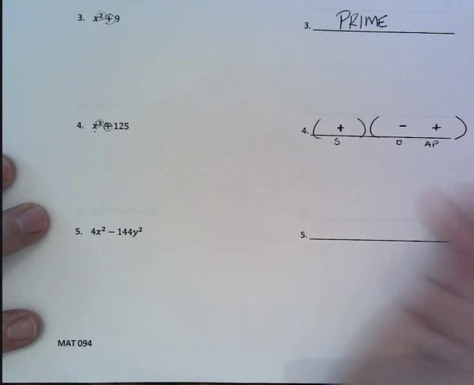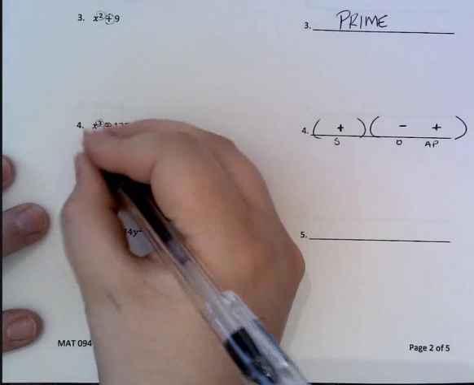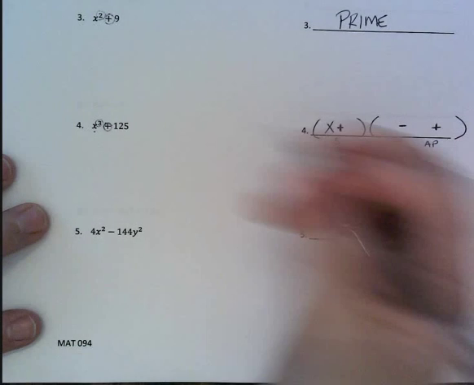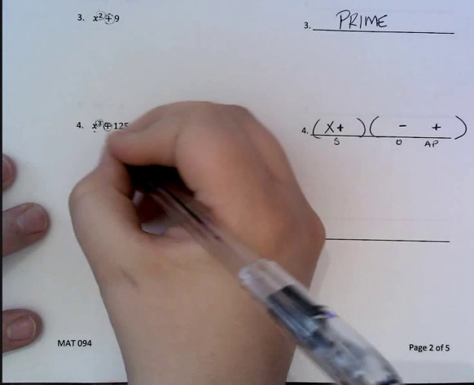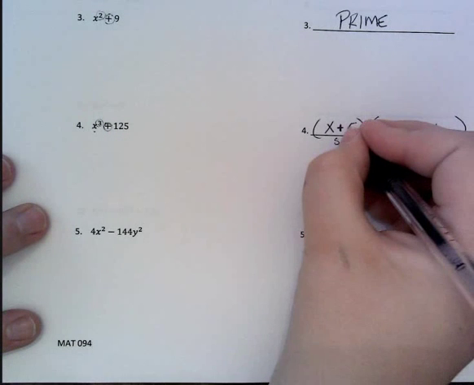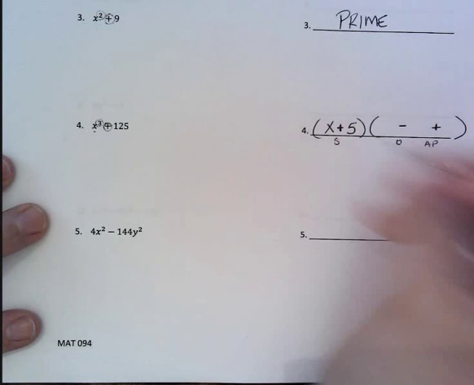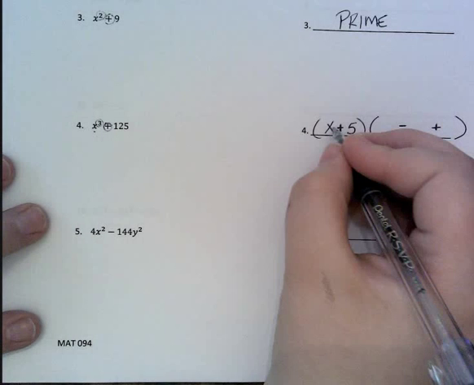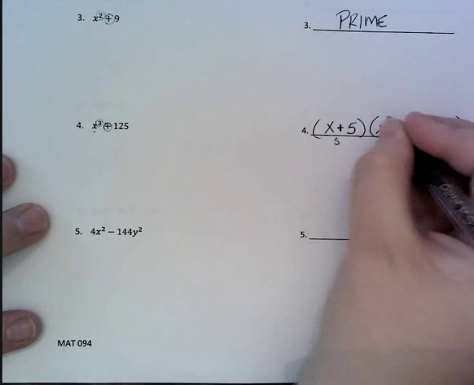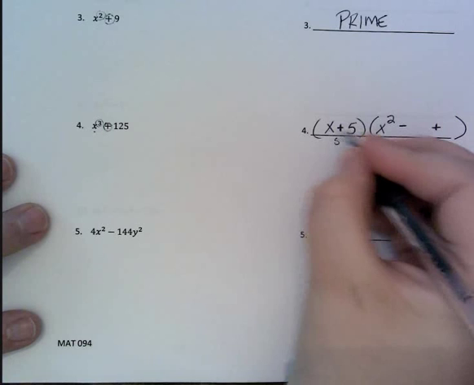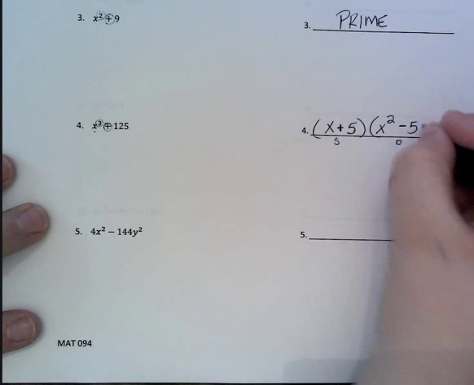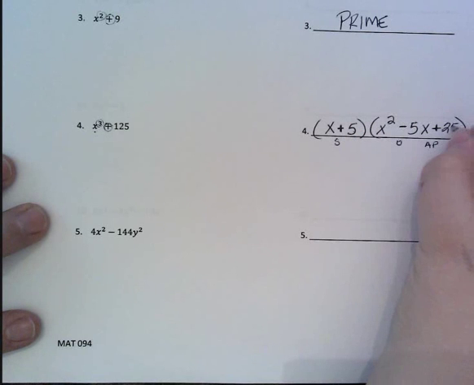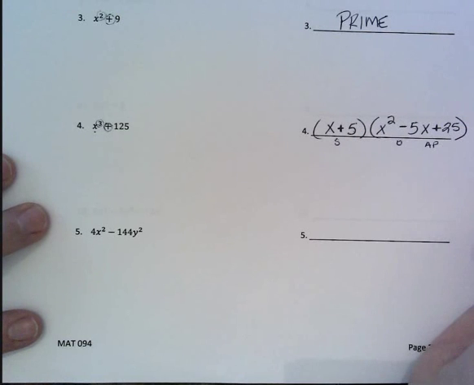So now we have to find out what times itself 3 times gives me x to the third. The answer is x. And then what times itself 3 times gives me 125? And that answer is 5. So now it's square multiply square. So you square this first term to get x squared. Multiply these two terms together to get 5x. And then you square this last term to get 25. We are finished.